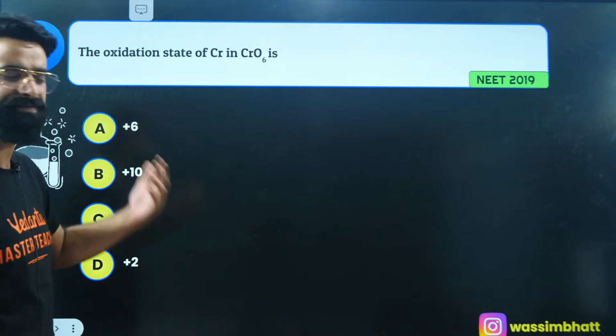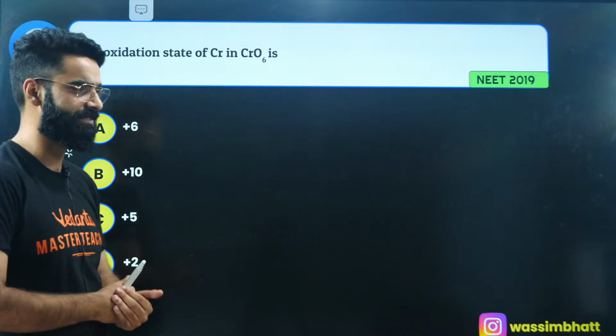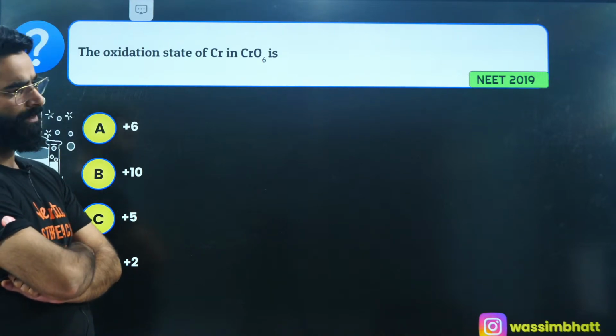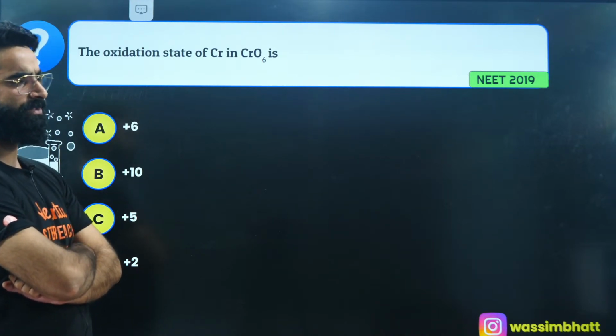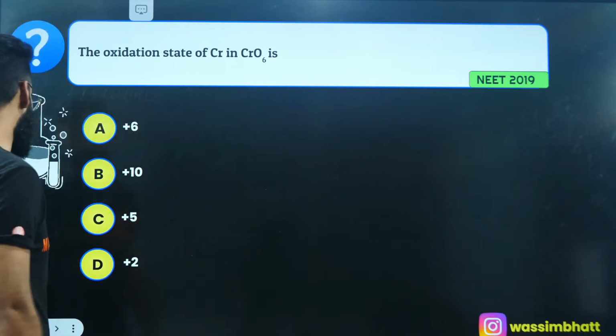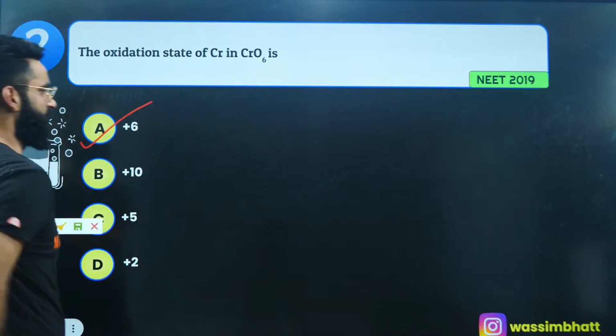I've shown you the structure of CrO6 in the regular sessions as well. Just let me know its answer fast in the chats. I'm waiting for it. I can see the majority of the people are coming up with option A, and you guys are perfectly right. It's going to be option A. And how come it's going to be option A? Have a look exactly how it's going to be option A.